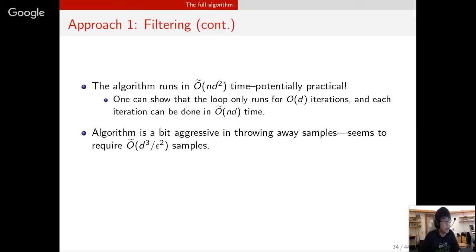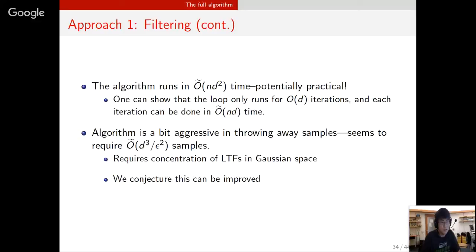Unfortunately, the algorithm is a bit aggressive in throwing away samples. The analysis in the paper says it requires O tilde of d cubed over epsilon squared samples. Ilias tells me that you can improve this to d squared over epsilon squared samples using some VC theory techniques. I would need to check this, but regardless, that's still not sample optimal. More or less, this is because our current analysis requires concentration of these linear threshold functions in Gaussian space, which requires a lot of samples. But I conjecture, at least, that either the analysis can be improved or there's some simple modification of this algorithm that gets the right sample complexity. That would be very nice. I would like that a lot.